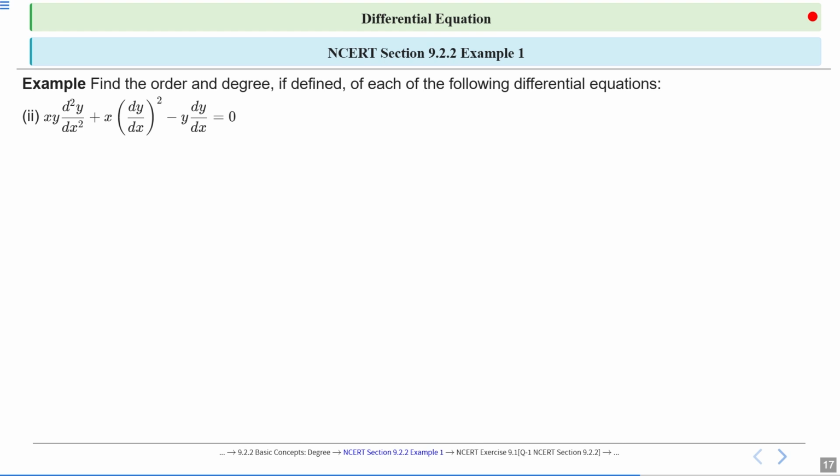Now, NCERT Example 1: find the order and degree, if defined. The degree may be defined or may not be defined, but the order is always defined. So we have to find the order and degree of the differential equation xy d²y/dx² + x(dy/dx)² − y dy/dx = 0. So try to find it.